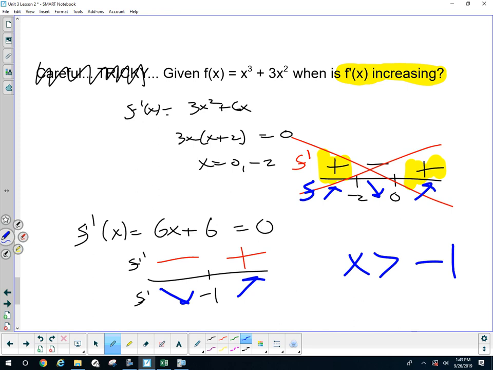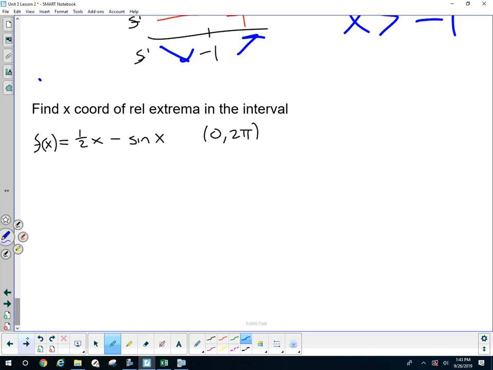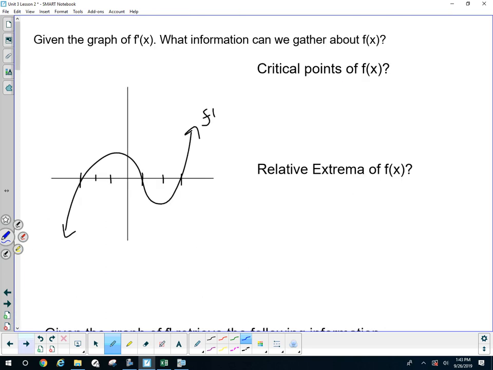Okay. I will do the next example during Genius Hour, getting to these tricky problems, which make sure you understand this concept of signs of derivatives.